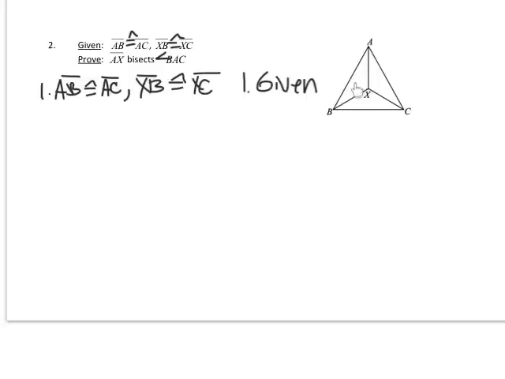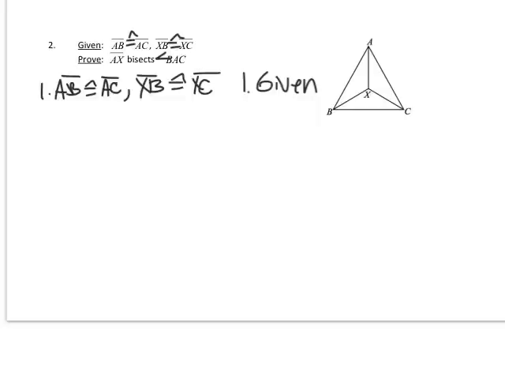So if I can show that angle BAX is congruent to angle CAX, that's enough to say that AX bisects BAC. If I want to get these angles congruent, then I'm going to try to get these triangles congruent and then use CPCTC. So that's kind of the process for this one.